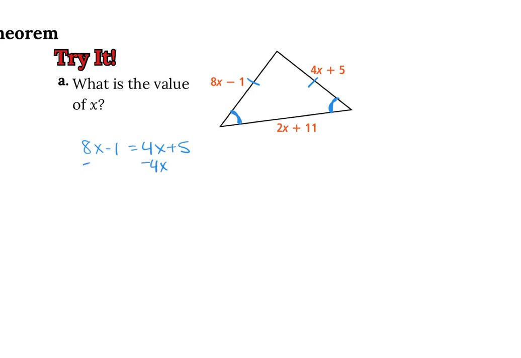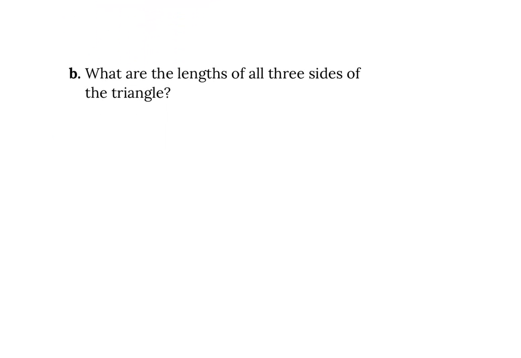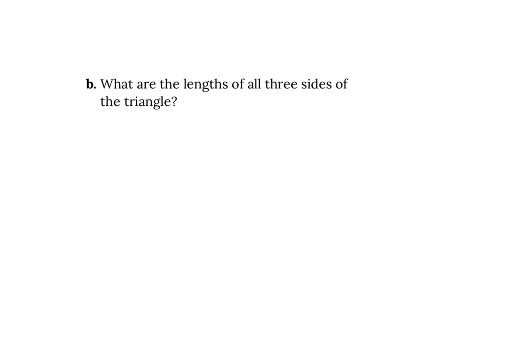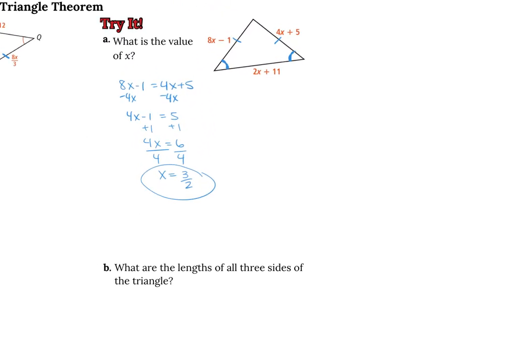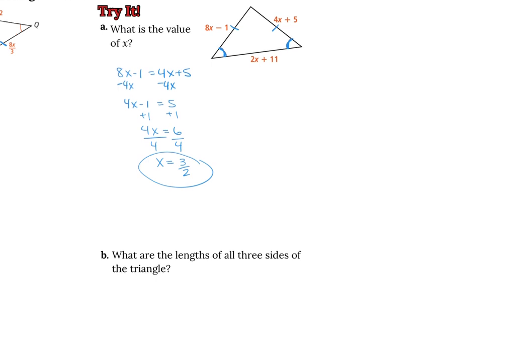Move my variable. Add my 1 over, and then I can divide. Okay. All right, so we solve for x on that one. Next, what are the lengths of all 3 sides of the triangle? So the last part of this, we solve for x. Now what it's wanting us to do is plug in that x for each of our variables.